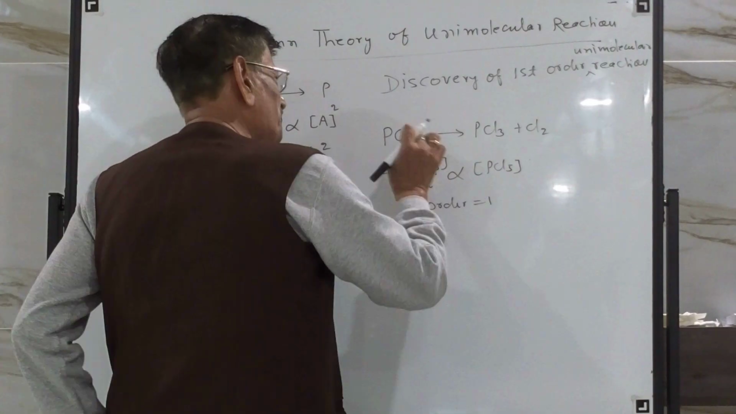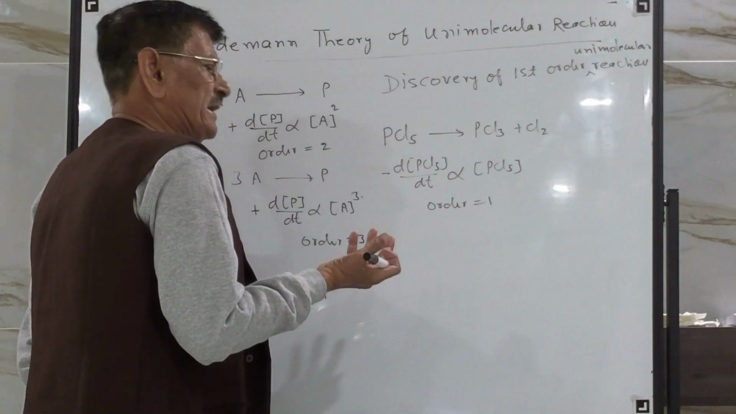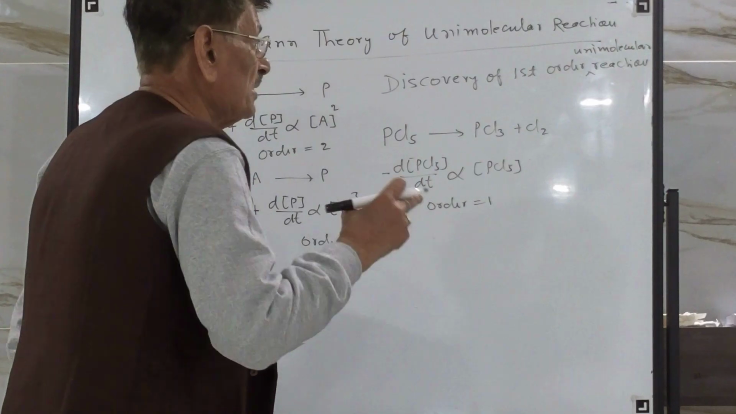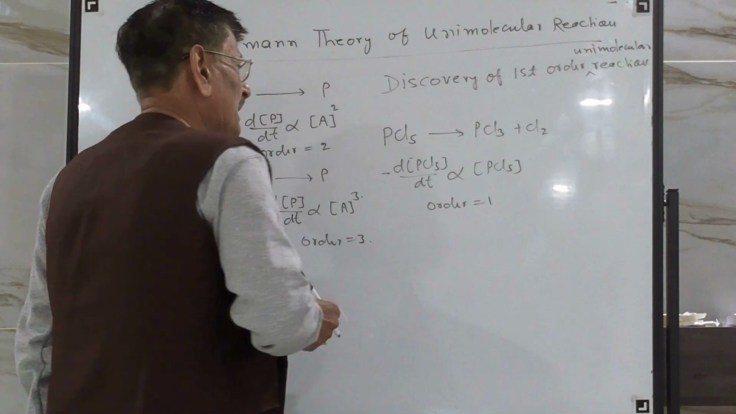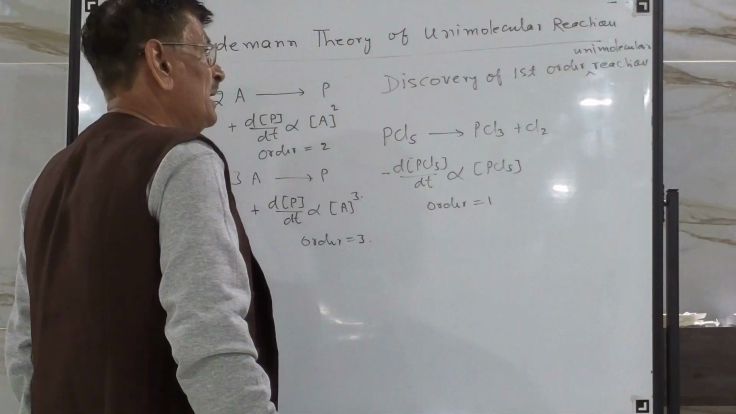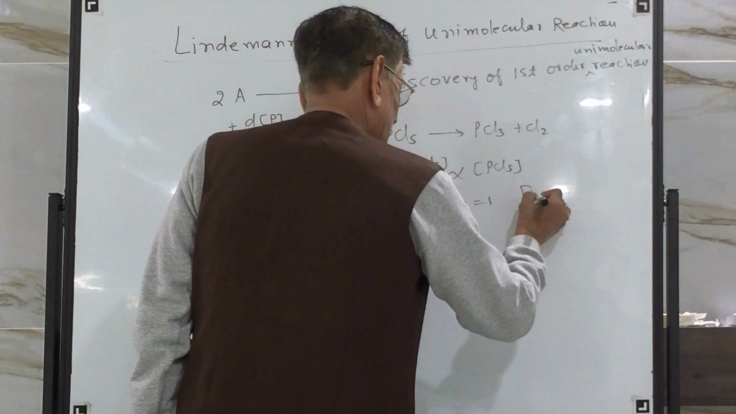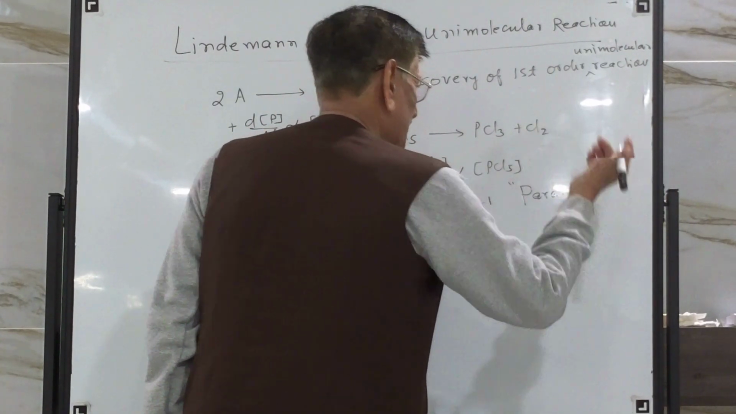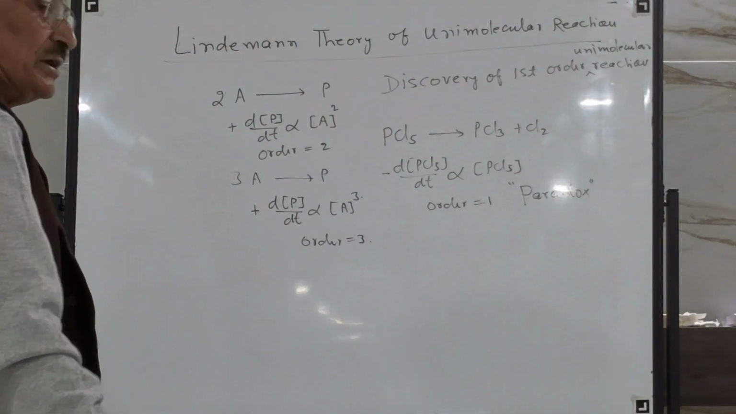Now, if the order is 1, so that one molecule is involved in the reaction, then how does collision take place? Because you know that a reaction must occur by collision between the reactant molecules, which is necessary for the breaking of bonds. Then how does this reaction take place? The discovery of first order unimolecular reactions created a paradox in chemical kinetics. How does a unimolecular reaction occur where there is one molecule, and how is collision possible?